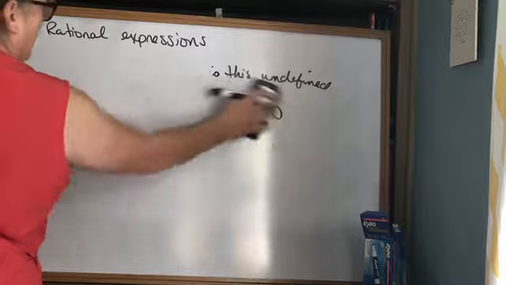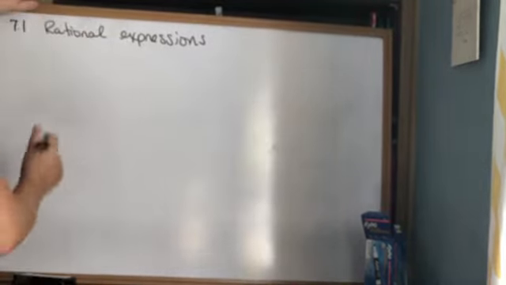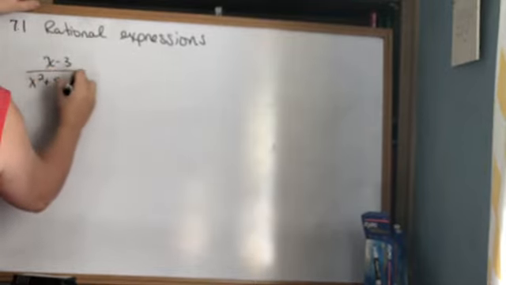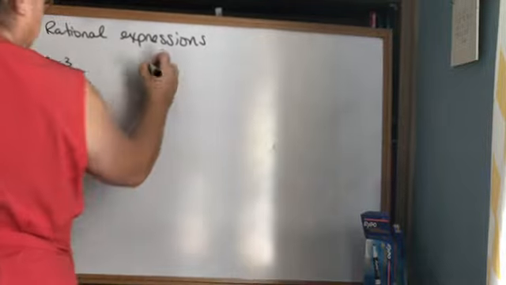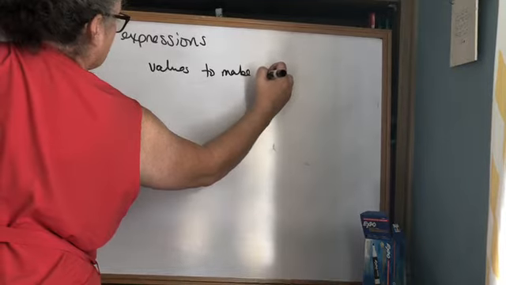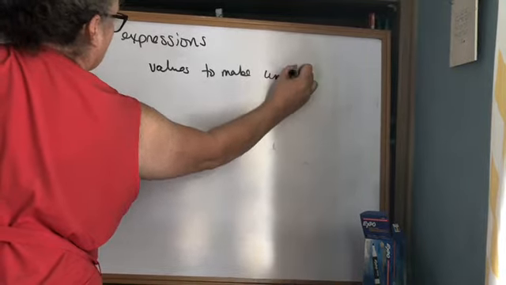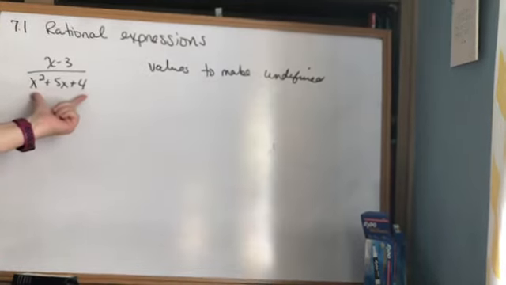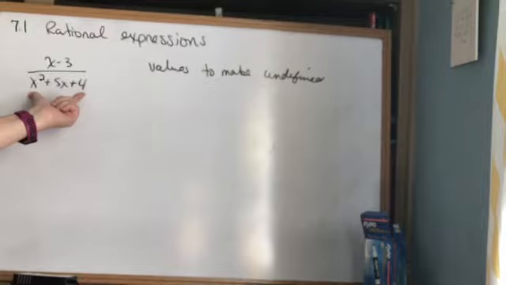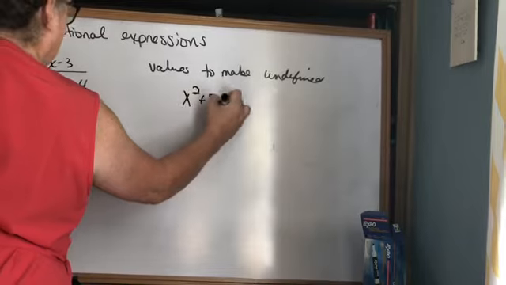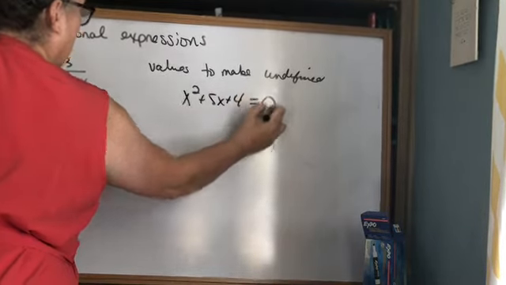Let's find values to make the denominator equal 0. So we have x minus 3 over x squared plus 5x plus 4. So we want to know the values to make this expression undefined. So what makes rational expressions undefined? When the denominator goes to 0. So that means we're looking for what value will make this denominator of x squared plus 5x plus 4 equal 0. So I'm going to bring that over here and say x squared plus 5x plus 4. We're going to set that equal to 0.